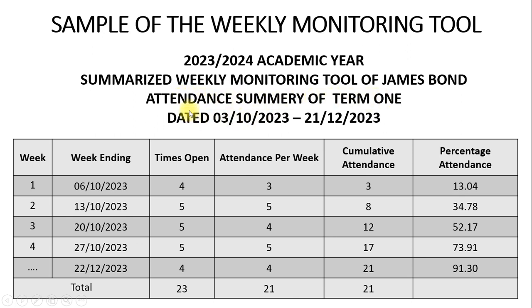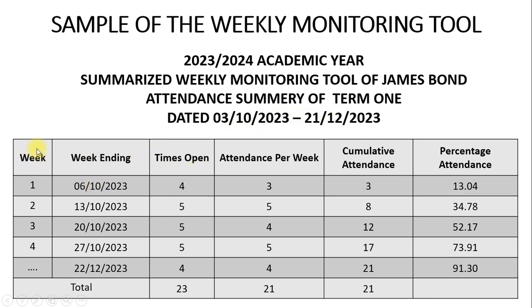Then the dates of term 1: the first academic term runs from 3rd October 2023 to 21st December 2023. So this is the academic term, the reopening date and the vacation date. Then this is the table, the way you have to prepare the table.